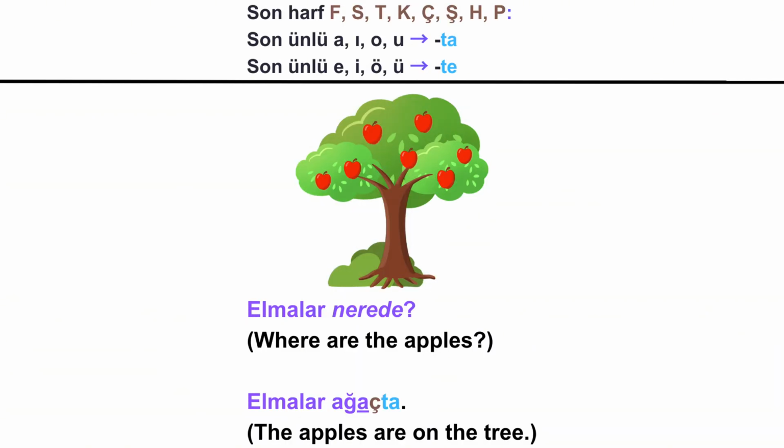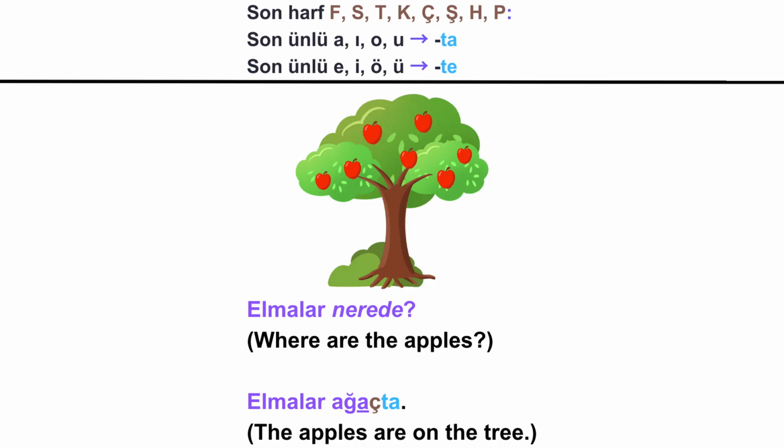We know for in, on, and at, we can use the same suffix. We look at the word tree. It is ağaç, ağaç. Ağaç ends with ç, and the last vowel is a. That's why we say ağaçta instead of ağaçda.